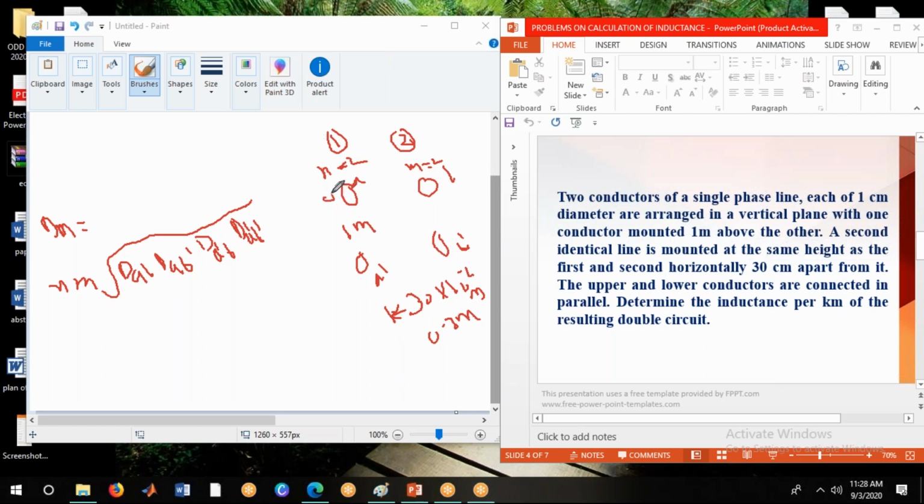See, this is the conductor A and B, right? The distance between A and B is 30 centimeters. So you can write 4th root of the DAB, the distance between conductor A and B, is 0.3 meter, into DAB dash. How can we calculate DAB dash? What is the distance DAB dash?